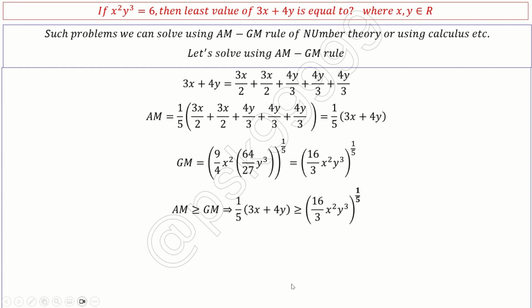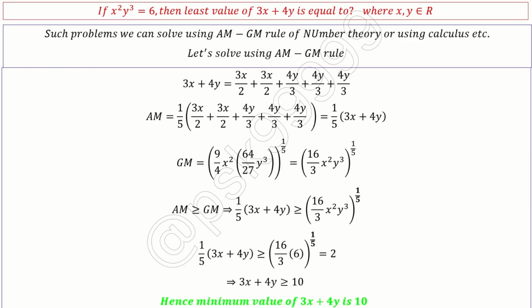Which means 1/5 (3x + 4y) is greater than or equal to this geometric mean. Now I know that x²y³ is equal to 6. So if I substitute 6, this value is nothing but 2. So 1/5 into (3x + 4y) is greater than or equal to 2, which means 3x + 4y is greater than or equal to 10. Then what is the least value of 3x + 4y? Which is 10. So this is how you solve using the arithmetic mean greater than geometric mean rule, the AM-GM rule. Okay, next.